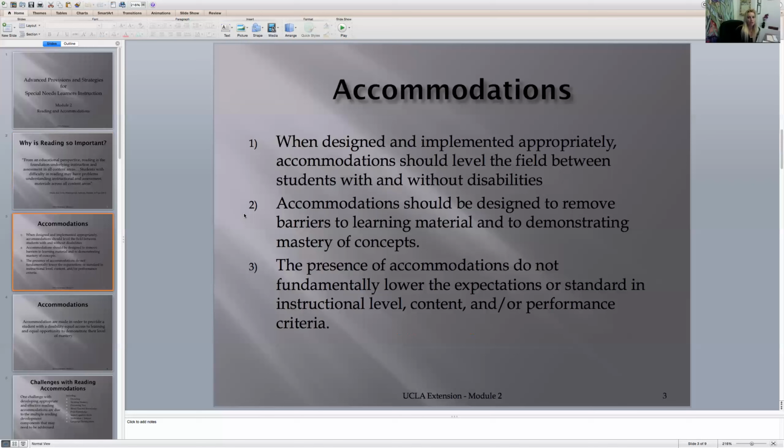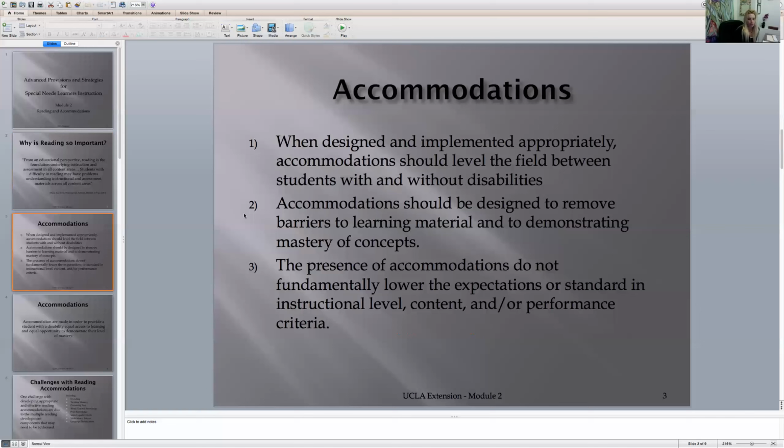Accommodations, secondly, should be designed to remove barriers to learning material and demonstrating mastery of concepts. So, like I said, allowing extra time or allowing the student a quiet area in which to read. Those are examples of accommodations that can definitely help the student access the material and reach the lesson plan's objectives.